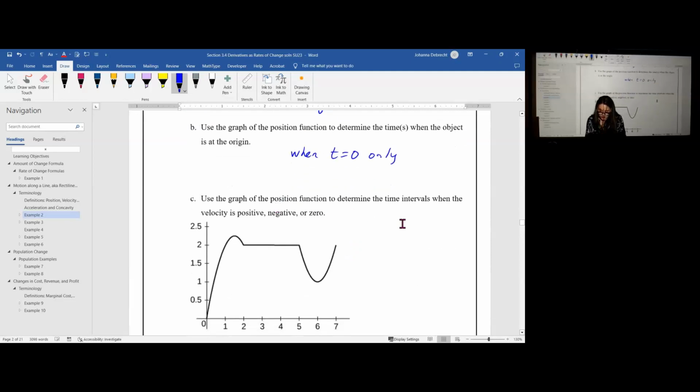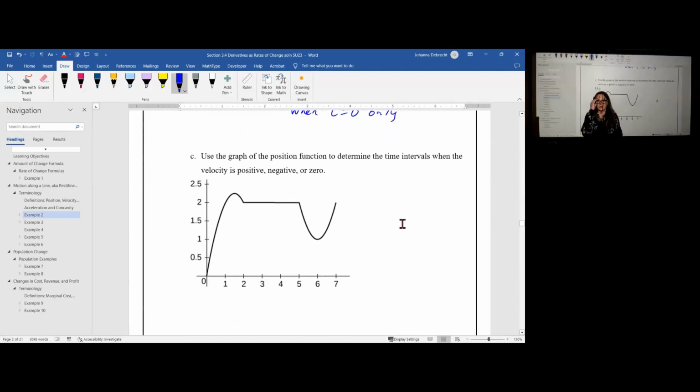Now let's talk about when the velocity is positive, negative, or 0. And we'll have to estimate the intervals over which this happens. The tangent line is positive till I reach this maximum. And this maximum looks like it's about at 1.5. So the velocity is positive over the interval from 0 to 1.5. And you can either leave the two ends of the interval open or closed. I don't have a preference, but probably the homework system will want them open.